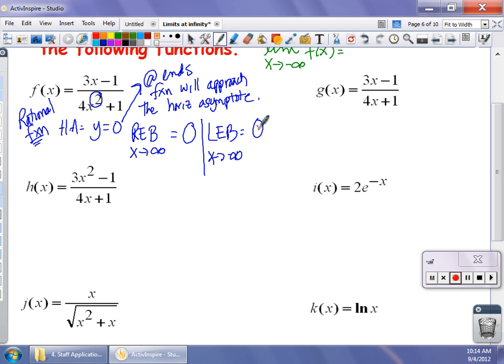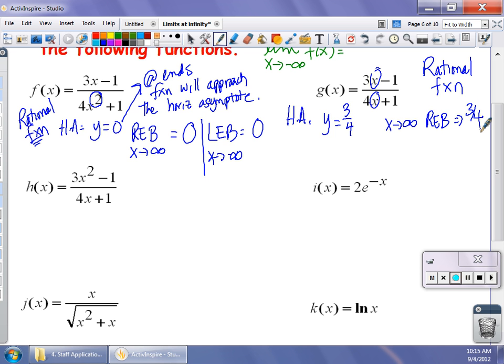All right, let's take a look at number 2. In this case, we have another rational function, but this time the degree in the numerator and the denominator is the same. So to get the equation of the horizontal asymptote, you will recall it is the quotient of the leading coefficients. So in this case, the horizontal asymptote would be y equal to 3/4, meaning that as x approaches positive infinity, then the right end behavior will be 3/4. We'll be approaching a y value of 3/4.